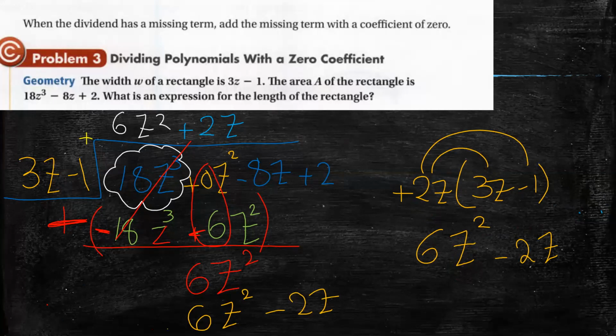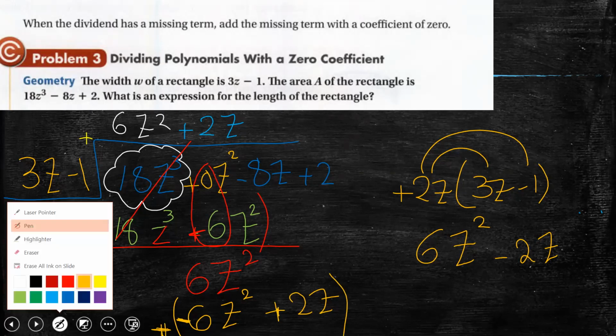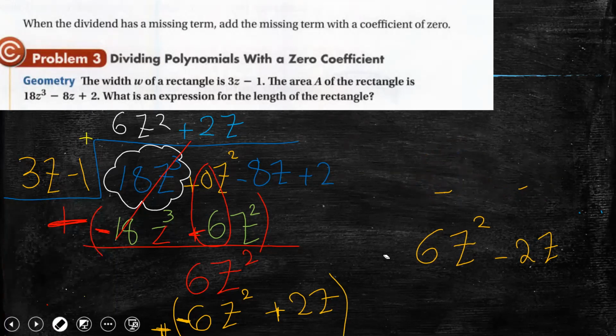Then minus sign. This minus will change the sign of each term. So this positive becomes negative, and the negative becomes positive. Then it becomes a plus. Then after that, 6z squared minus 6z squared is what?